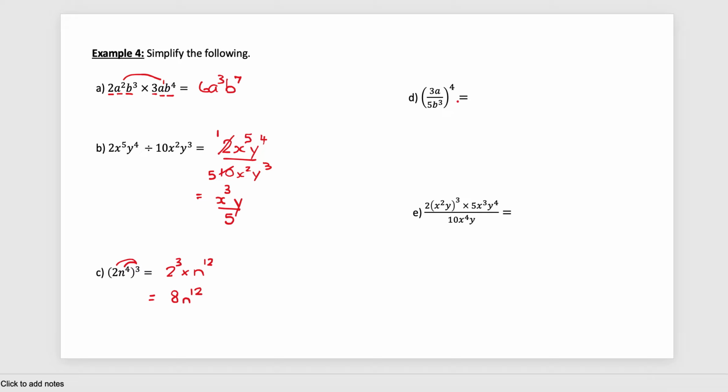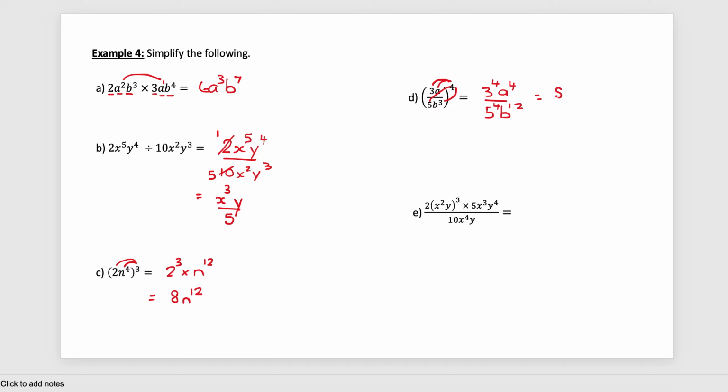Part D here, we've got 3a over 5b cubed, all to the power of 4. So let's start getting rid of the brackets, expanding the brackets. So we've got 3 to the power of 4. And then we've also got a to the power of 4. And then we've got 5 to the power of 4. And we've also got b to the power of 3 times 4, 12. So a step at a time, and we've removed the brackets.